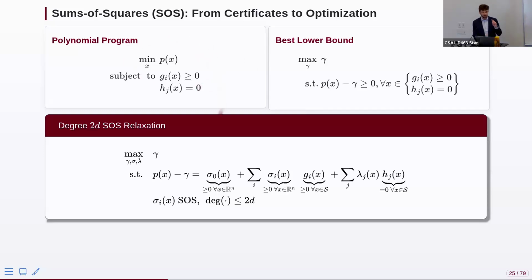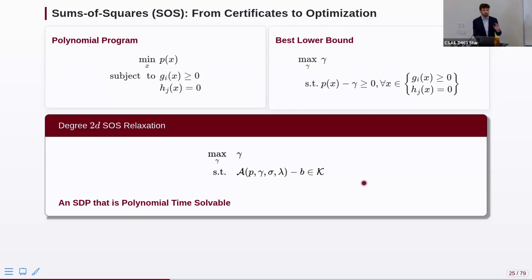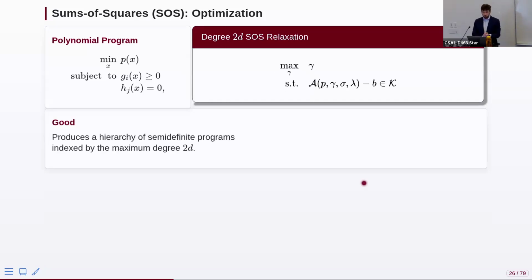And they're going to be indexed by the degrees of the polynomials sigma and lambda. And so that's going to give me a hierarchy of relaxations. And the key takeaway is that this is a semi-definite program that's polynomial time solvable. So what's good about this? It produces a hierarchy of semi-definite programs indexed by maximum degree. And as you turn up the degree D, the solutions get better and better. You approximate your original program better and better and better.